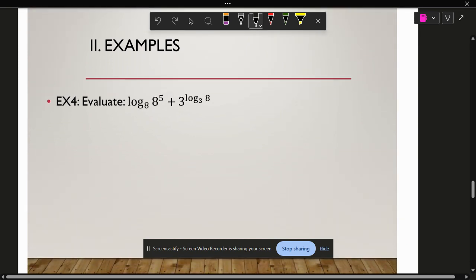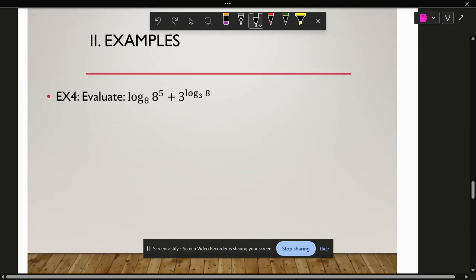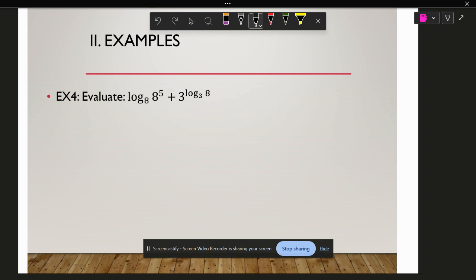Example number 4, evaluate. Once you see this one time, I'm pretty sure you guys will get this pretty well. Using that same exact property and another one that we had talked about, if it's the same base in the same log, then you're canceling them out. So in this case, this will be 5. And then we also talked about if you have a base raised to a log with the same base, those will cancel out. You'll be left with the log number. So your answer here is 13.